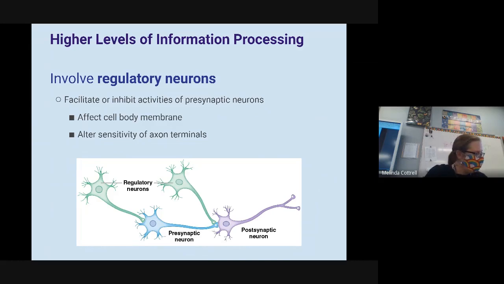All right. Let's flip the page to my favorite page, 428, which has a whole bunch of neurotransmitters on there, okay? And we're talking about regulation. So regulatory neurons are neurons that facilitate or inhibit activities of presynaptic neurons. So if you think about a presynaptic and a postsynaptic, it's actually like a neuron before the presynaptic, and it's going to regulate whether the neuron is processing information or not. And that's what these green guys are.